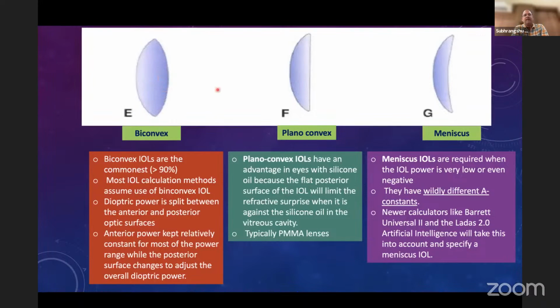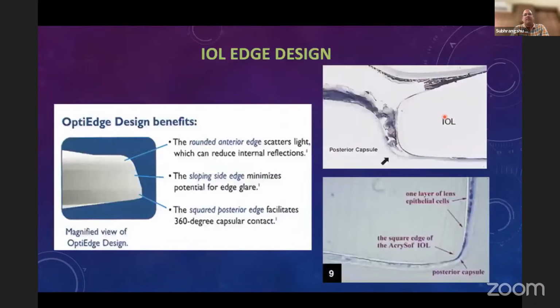If we look at the plano-convex IOLs, they have an advantage in eyes with silicone oil because the flat posterior surface will limit the refractive surprise when it is against silicone oil in the vitreous cavity, and these are typically PMMA lenses. Then we also have meniscus lenses. They are required when the IOL power is very low or even negative, and the A constants are very different. Of course, all new calculators like Barrett Universal 2 will take all these shapes into consideration when giving you the final dioptric power.